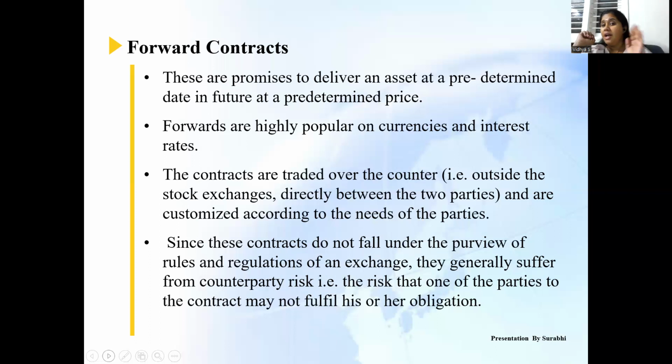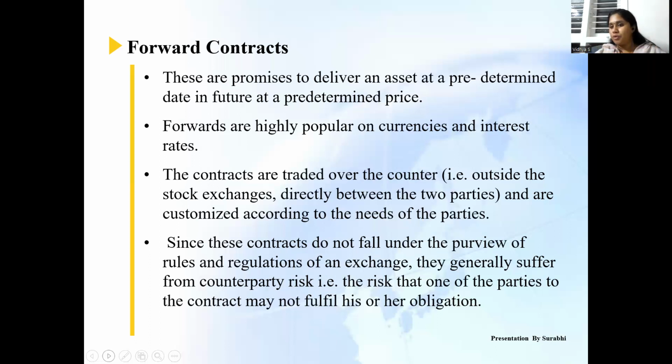Now, forward contracts are highly popular on currency and interest rate. The contracts are traded over the counter, outside the exchange, directly between two parties. In this, you don't have any medium of exchange. Directly the farmer and the businessman. Sometimes we go to a shop. Over the counter is nothing but we directly go to a shop. You like that product, you take it and pay the money immediately, or you order something, wait for the order to come, then pay them and get back your things.